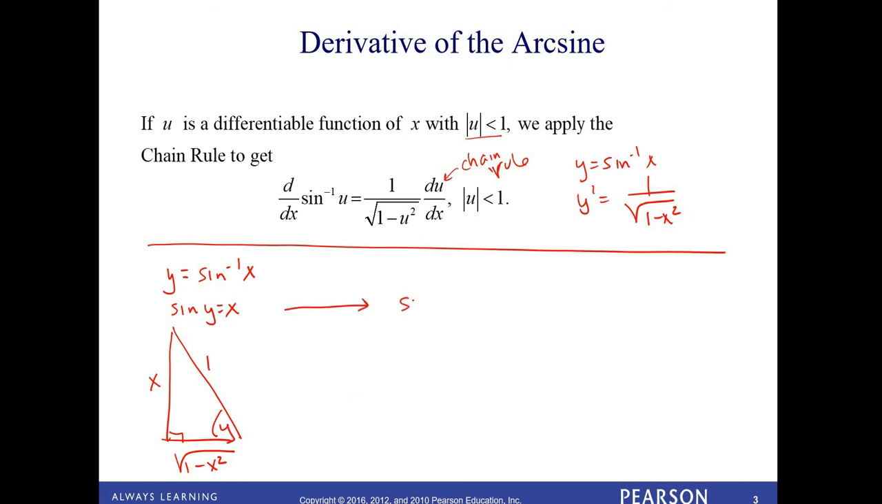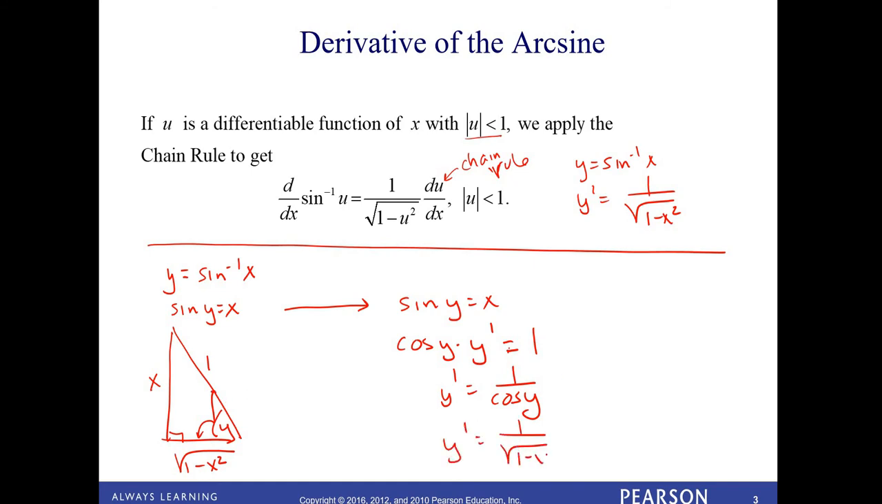So let's differentiate this using our implicit differentiation. The derivative of sine y is cos y times y prime, equals 1. Solving for y prime, 1 over cos of y. And if I look back at this diagram, the cos of y is adjacent over hypotenuse. So y prime is 1 over the square root of 1 minus x squared. So again, this is our rule. We're going to apply the chain rule if this is anything other than a simple x.